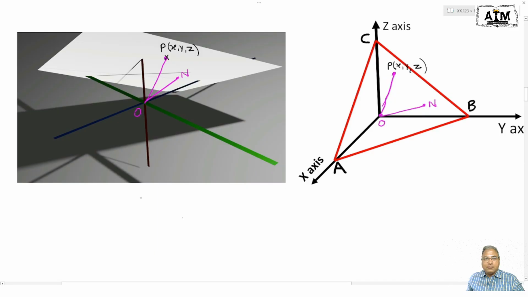Now we have two things: we have vector OP and we have vector ON. Vector OP is nothing but the position vector of point P. And ON is nothing but the position vector of point N. And the position vector ON is called the normal vector. We are going to obtain the equation of the plane by using this normal. Therefore, it is called the normal form.